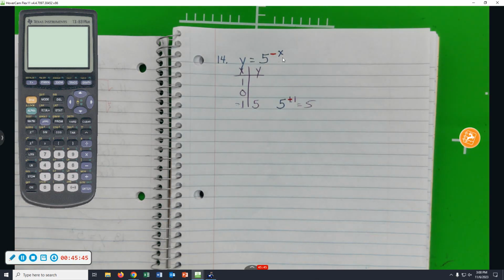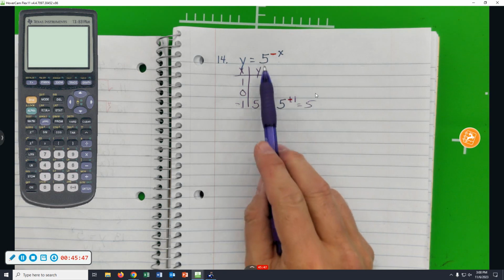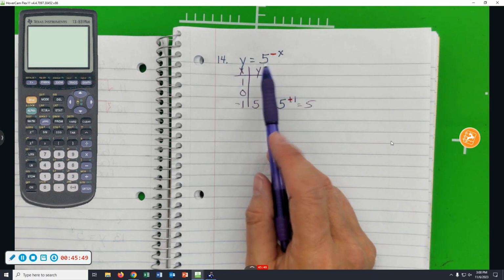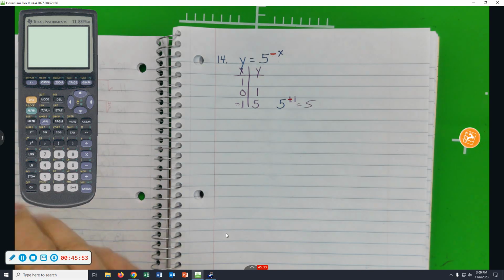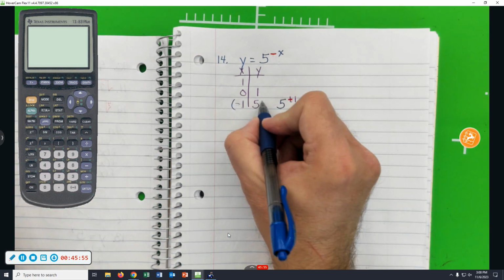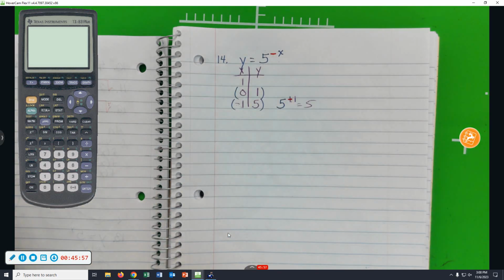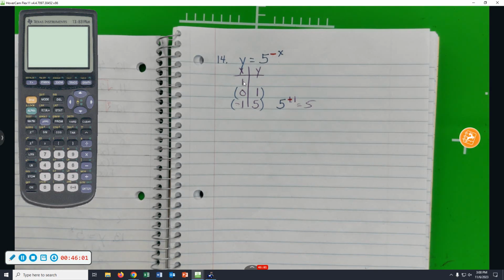What about with 0? That's easy. What are we going to have? 1. Anything to the 0 power must be a 1. So we're getting 3 points, and that should be enough for us to decide on which one of the graphs it is. Now, what about this 1?